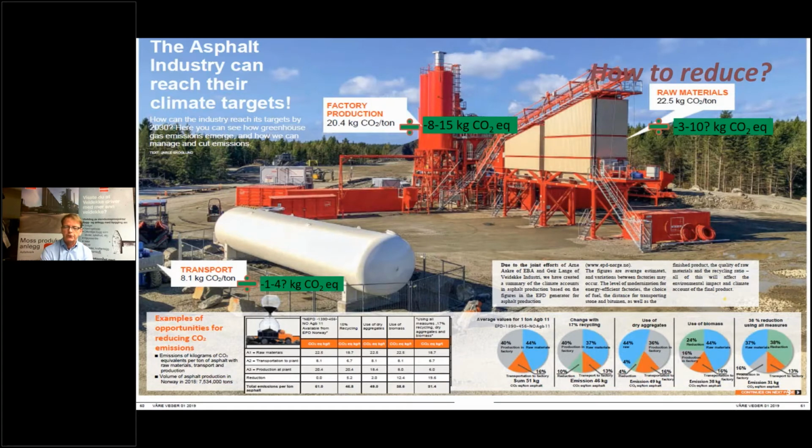And how can you reduce the emission from raw material? That's mainly bitumen, and then you have aggregate and some additives. Different actions can be taken, and we have used the tool to calculate some average value in Norway, but recycling is mentioned. Dry aggregate has an effect. Biomass in the burning media has a great effect. So there's a lot of tools we can use for reducing the emission.